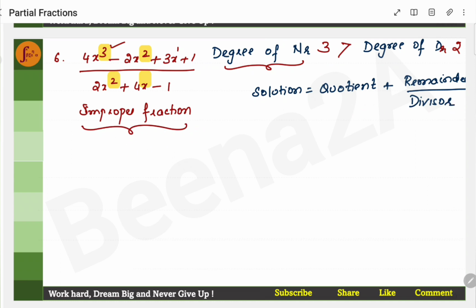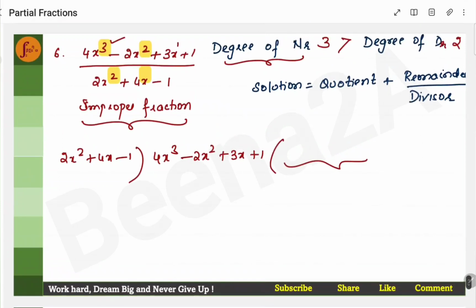Now we'll use the division method and solve it. So we'll put the divisor here, and then we'll put the dividend, and now we'll figure out the quotient. What should we multiply 2x square with to get 4x cube? What should it be? It should be 2x, because 2x square into 2x is 4x cube. So we'll put 2x here.